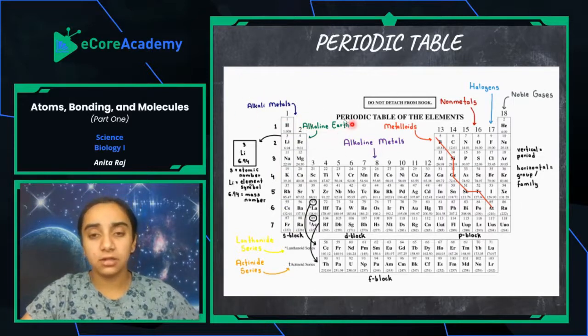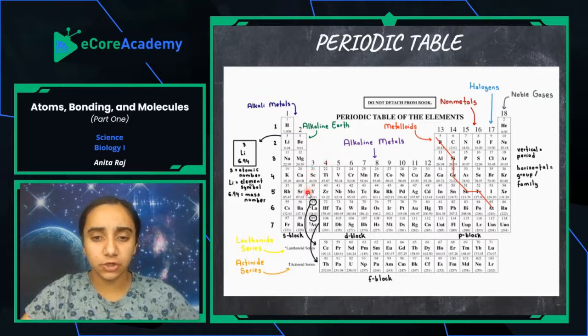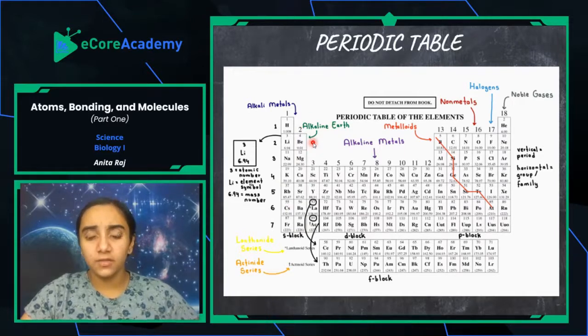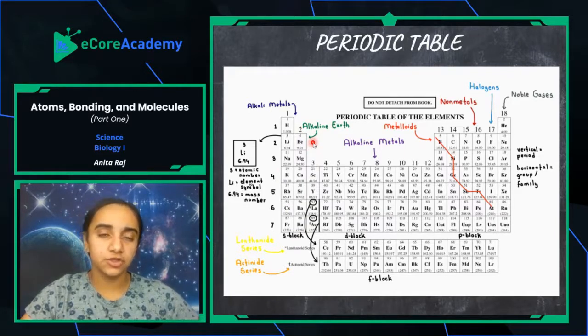We have alkaline earth metals right here. You have beryllium, magnesium, calcium, sodium, barium, and so on. When you find them, they're usually silvery or white. What else did I want to tell you about them? Yeah, it's mainly that they're silvery or white.